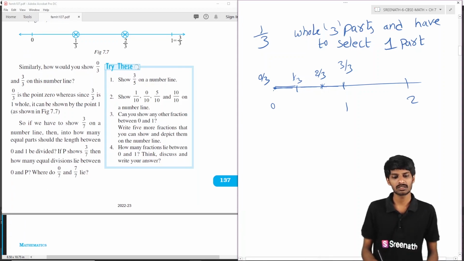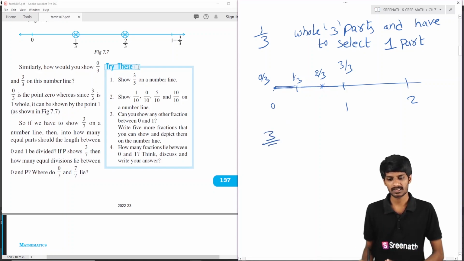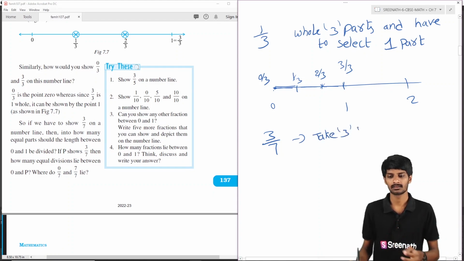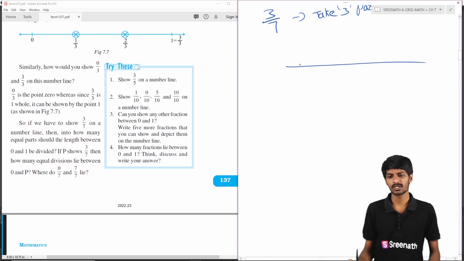Similarly, if you want to show 3 by 7 on the number line, this also represents the same. Suppose you want to represent 3 by 7, which means take 3 parts out of 7 parts. Again the same, the space between 0 and 1. Okay students, this is the 0 and this is the 1. The space between 0 and 1 is made into 7 equal parts: 1, 2, 3, 4, 5, 6, 7 equal parts.